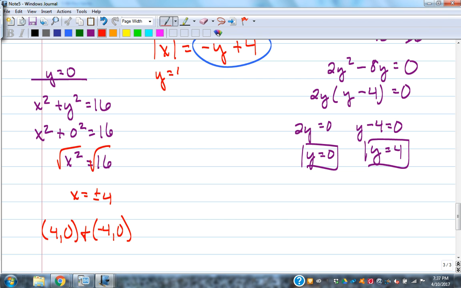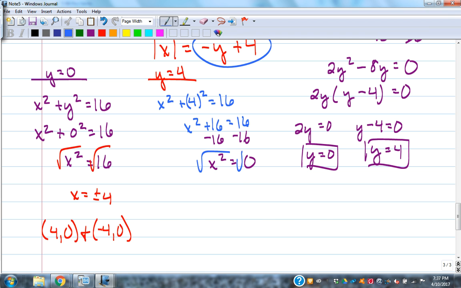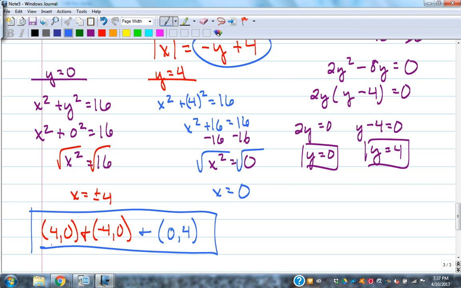What happens when y is equal to 4? If I plug that into that same problem, I get x squared plus 16 equals 16. Subtract 16. X squared is equal to 0. The square root of 0 is 0. And the other ordered pair would be 0, 4. We found all 3 ordered pairs out of that.